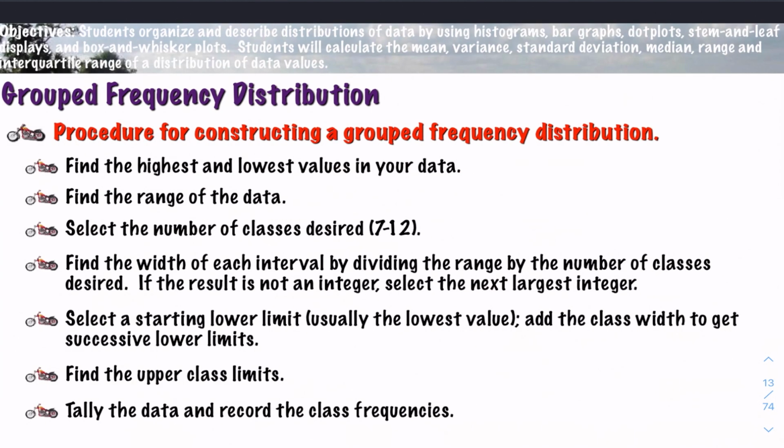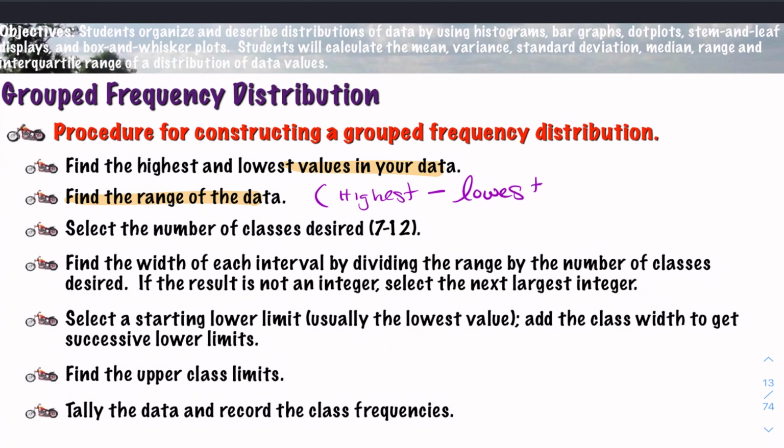So, with a grouped frequency distribution, this is how I would like you to proceed. Find the highest and lowest values in your data. Next, find the range of the data, which is highest minus lowest value.